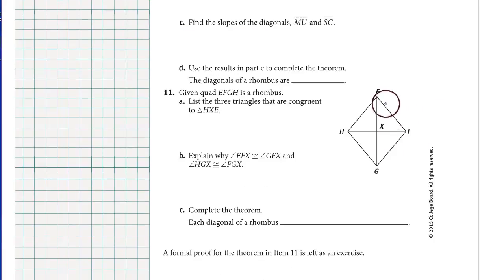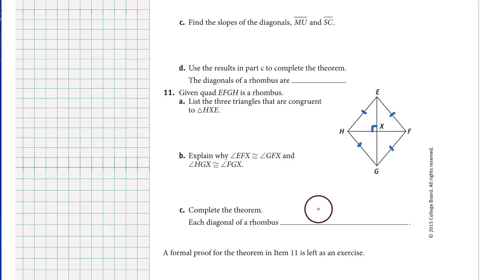Here is a drawing of a rhombus. This is rhombus EFGH. All 4 of these sides are congruent. Notice the diagonals of this rhombus are drawn, and they cross each other at what appears to be a 90-degree angle. We could create some theorems about this rhombus.